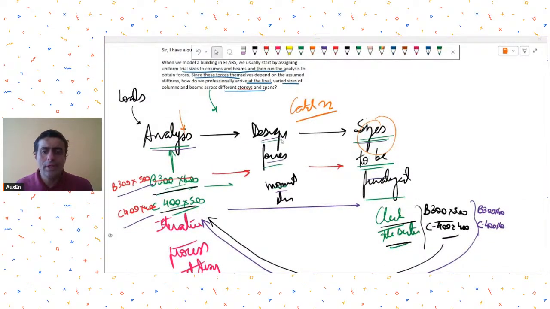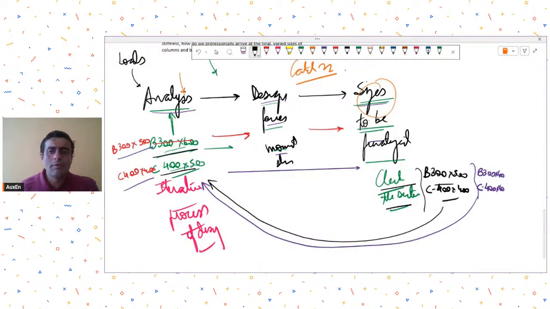Is this clear? You have to keep doing this until you are able to converge upon the sizes and the sizes that you took in analysis. Till the time you get those sizes appropriate and are able to check the design results also, you will have to do these iterations. Now, what is the difference between an experienced engineer and a fresh engineer? The difference will be in the number of iterations. You understand?